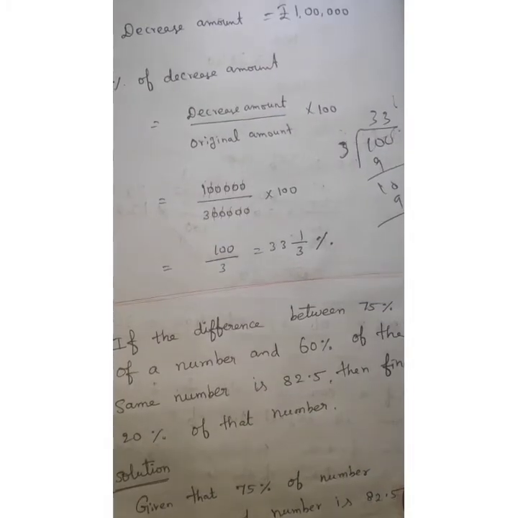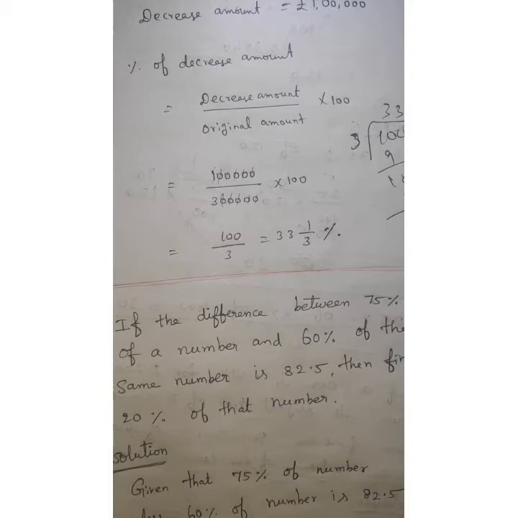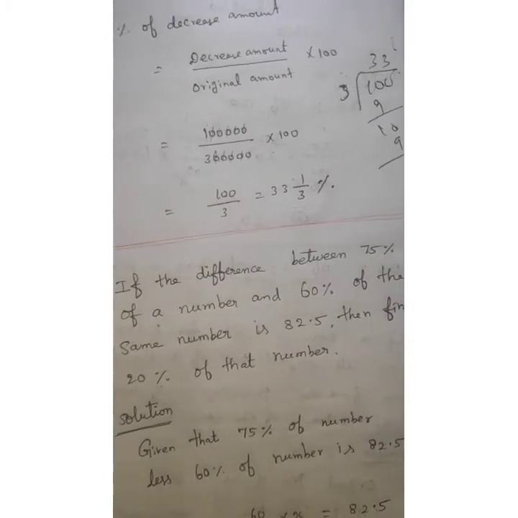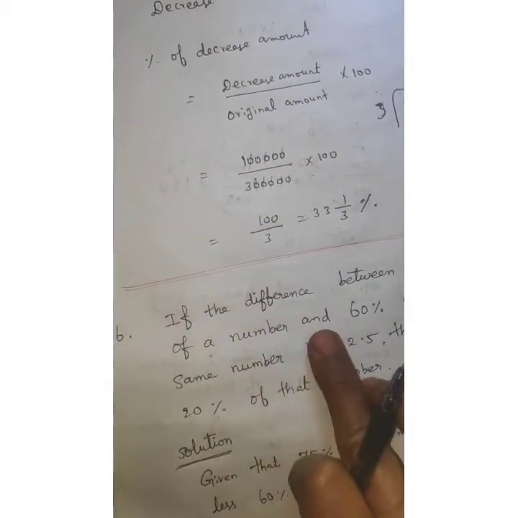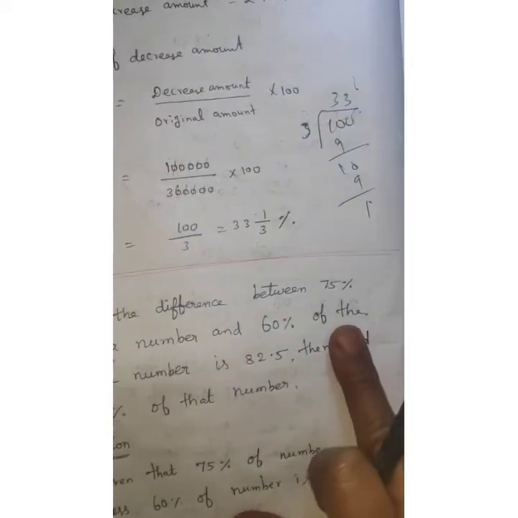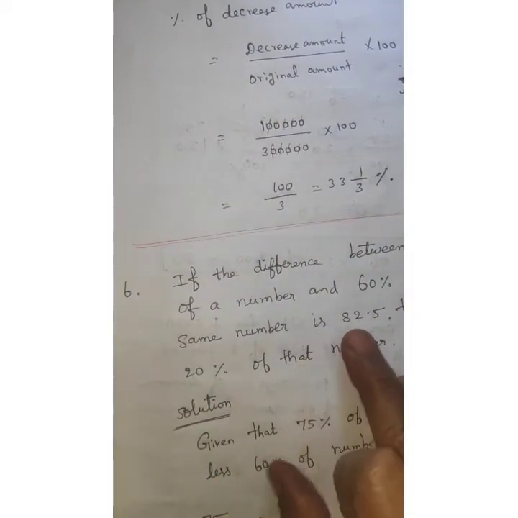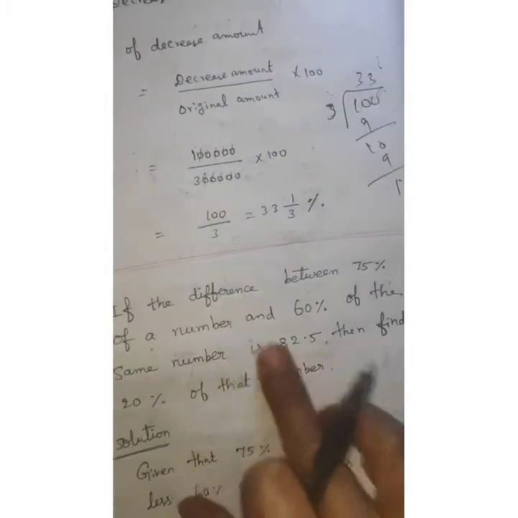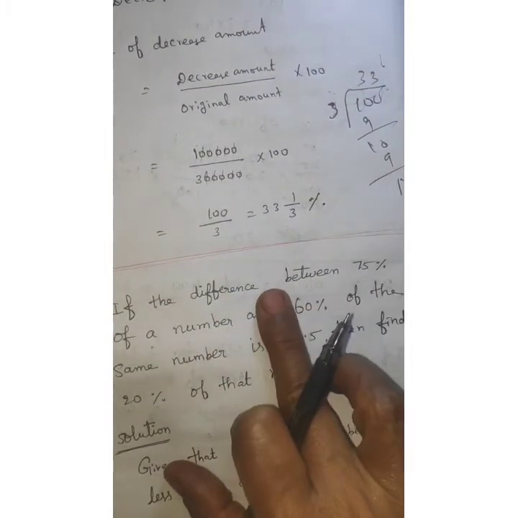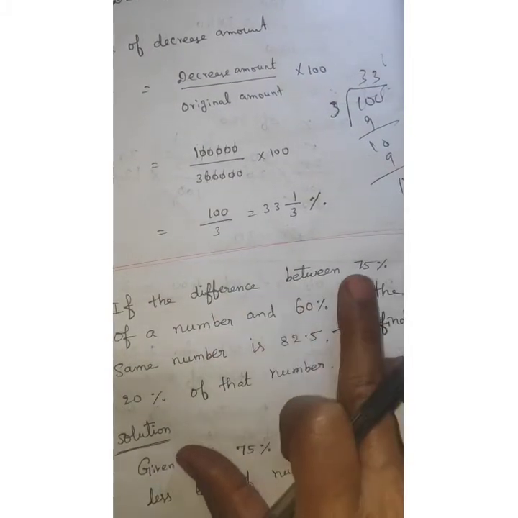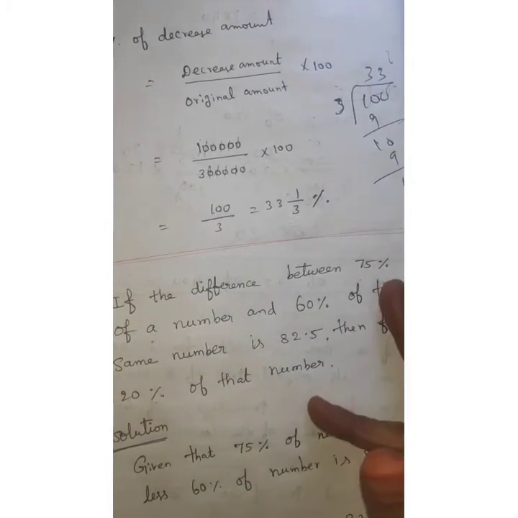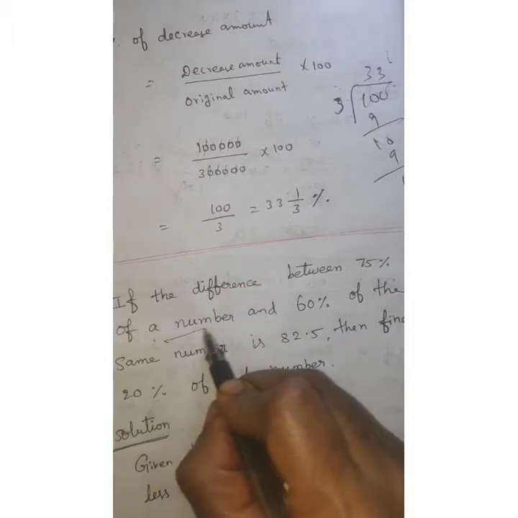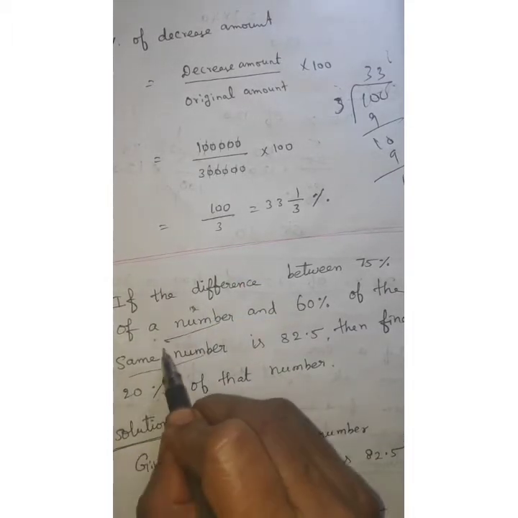Next question. The difference between 75 percentage of a number and 60 percentage of the same number is 82.5. What is the meaning of difference? Minus, subtract the number. Which one do we want to subtract? 75 percentage of a number. What is the number, we don't know, so we take x. The same number also x.